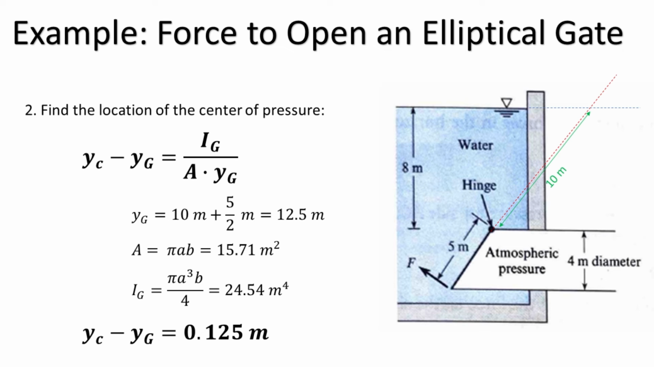The area moment of inertia Ig of an elliptical panel can be calculated using the corresponding formula. Here we have A equals 2.5 meters, and B equals 2 meters. The result is Ig equals 24.54. Finally, by substituting these values into the equation, we can find that the distance between the center of pressure and the centroid is 0.125 meter.